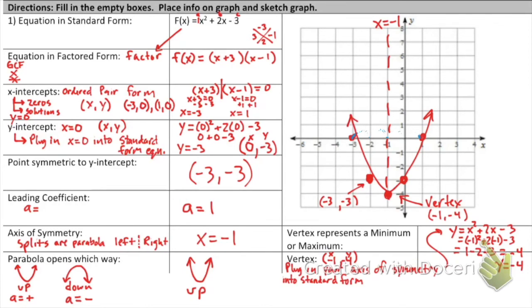Okay? So now we can answer this. Is this a minimum or maximum point? Well, the vertex, is it at the bottom of the parabola or is it at the top of the parabola? Since we have a positive parabola, your vertex is going to be at the bottom. All right? So this is considered a minimum vertex.